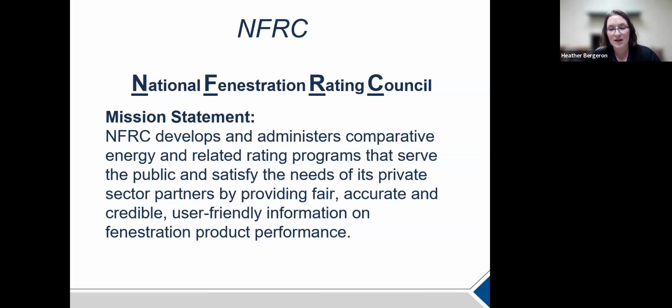So not every manufacturer is basing everything off of the NFRC because it can be a little bit more expensive. So there are obviously default charts out there that a lot of manufacturers also use for fenestration projects as far as energy efficiency. But this is the mission statement that they base everything off of, and they give all the numbers.